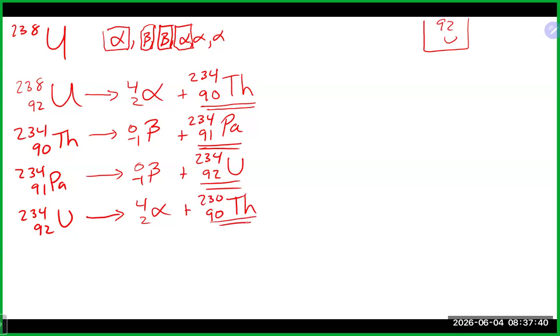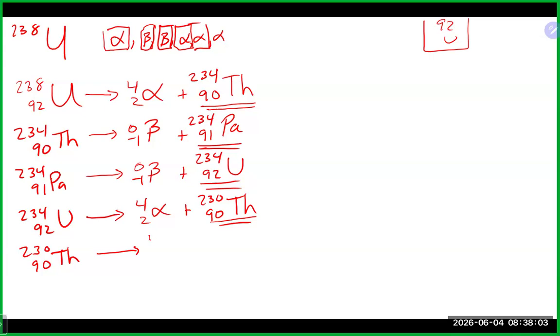And again, just continuing on, one more alpha here. Although we are forming the same elements along the way, we really are not. We are forming some different isotopes of these elements, right? The Th that we had earlier was thorium 234 as opposed to thorium 230 at the end here.